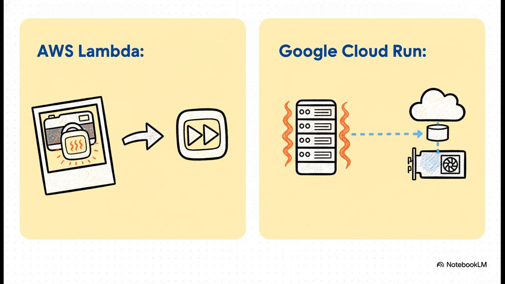They also have another slick trick called Cloud Storage FUSE, which lets the container stream the model directly from cloud storage as it's needed, instead of waiting for the whole thing to download first.